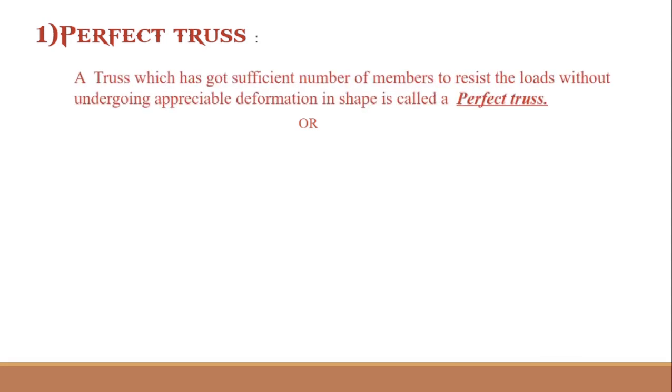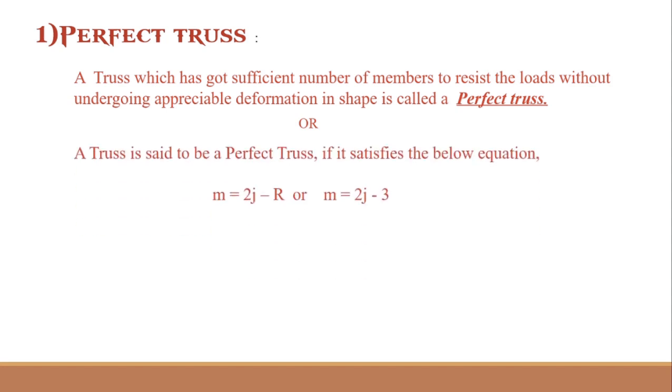A truss which has got a sufficient number of members to resist the load without undergoing appreciable deformation in shape is called a perfect truss. Its members are so stiff that it doesn't undergo any deformation when the load is applied. So if the truss is in a stable form, it is called a perfect truss, so that no deformation is seen. Or a truss is said to be a perfect truss if it satisfies the below equation.